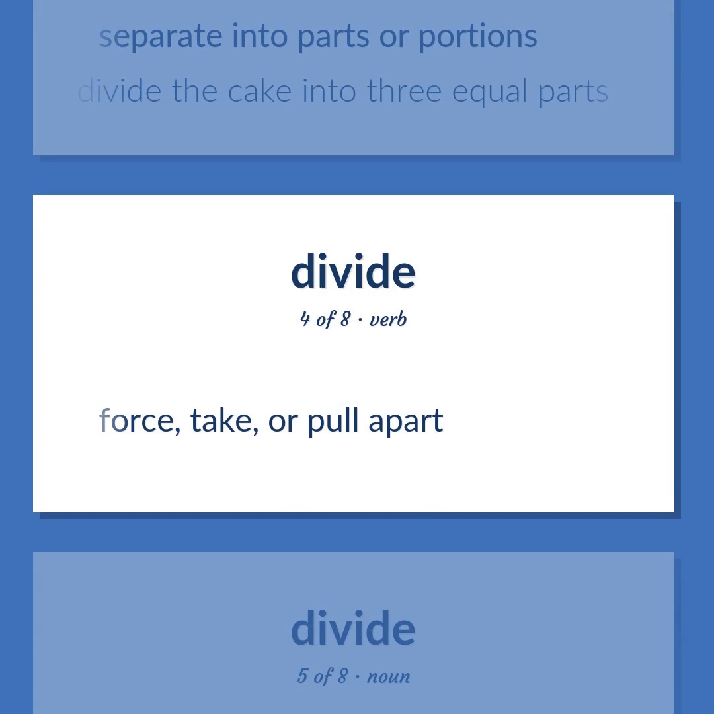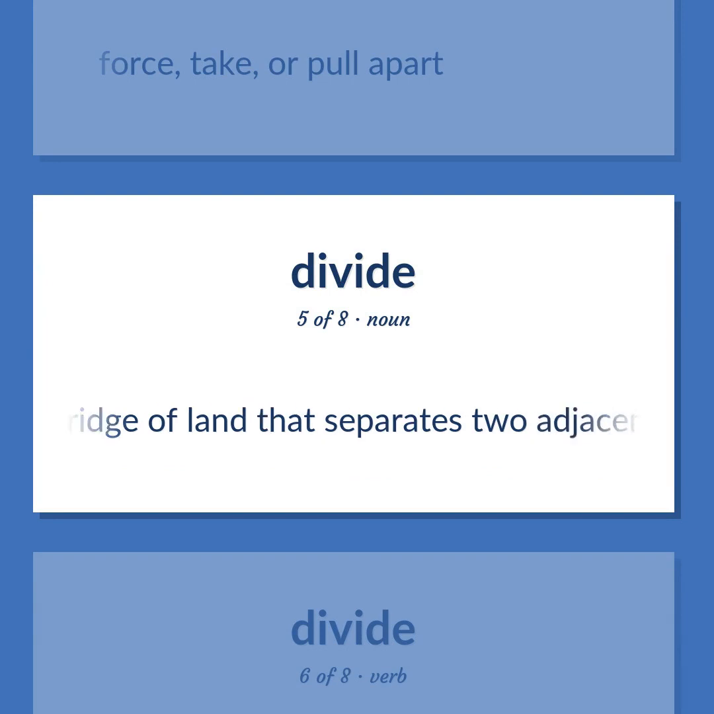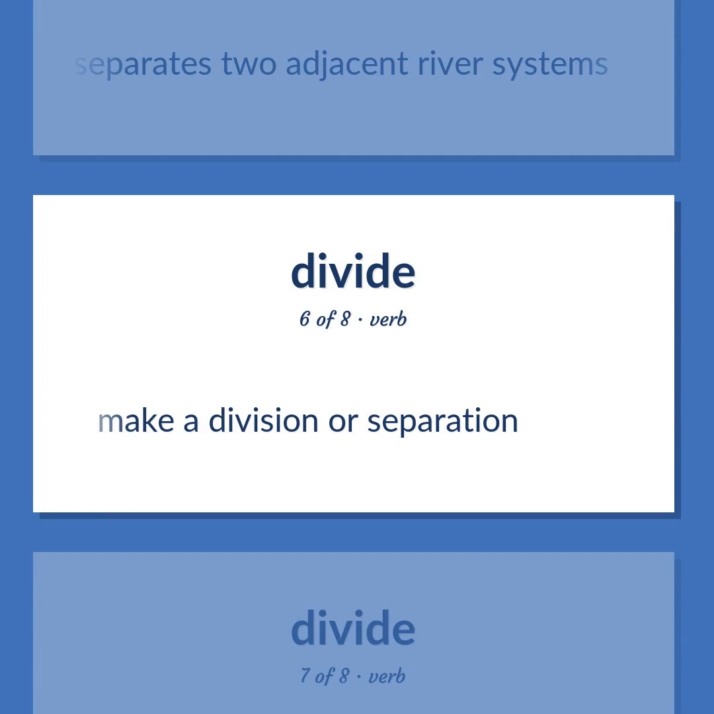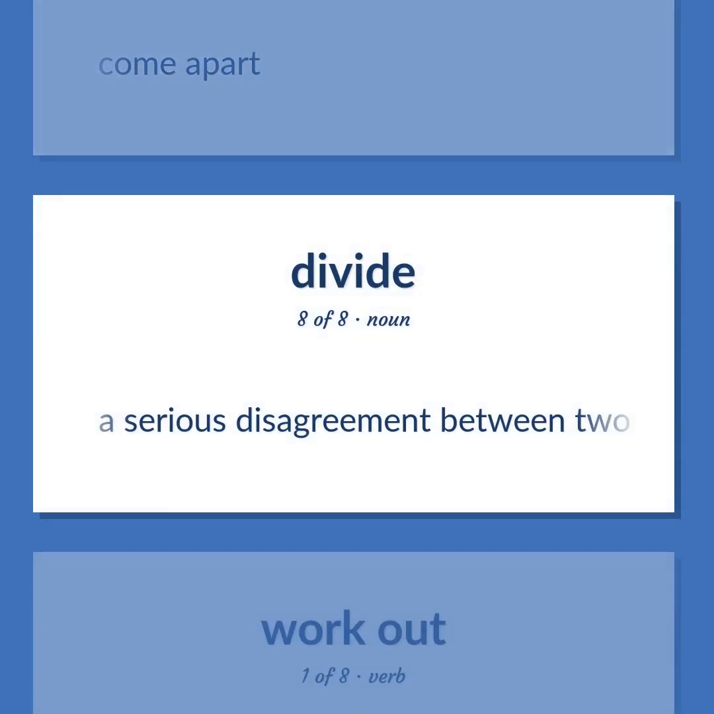Force, take, or pull apart. A ridge of land that separates two adjacent river systems. Make a division or separation. Come apart. A serious disagreement between two groups of people, typically producing tension or hostility.